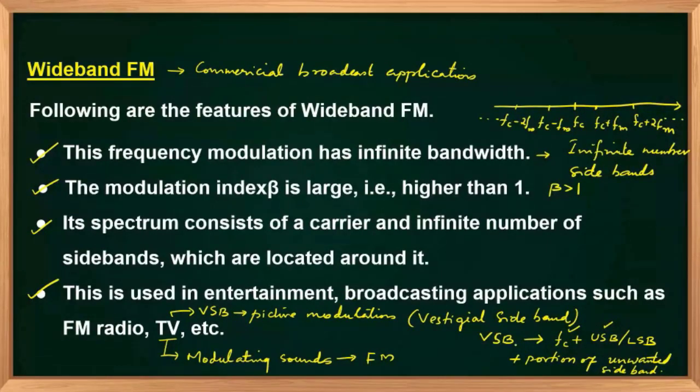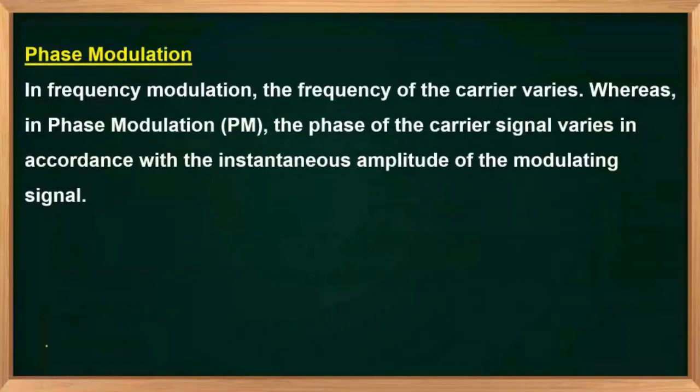Vestigial sideband modulation consists of carrier wave, one complete sideband, and a portion of the unwanted sideband. If we are transmitting a USB, a portion of LSB is also transmitted. That is a type of AM modulation. Next, we move on to phase modulation, PM.